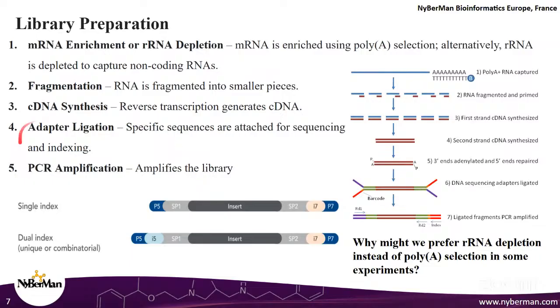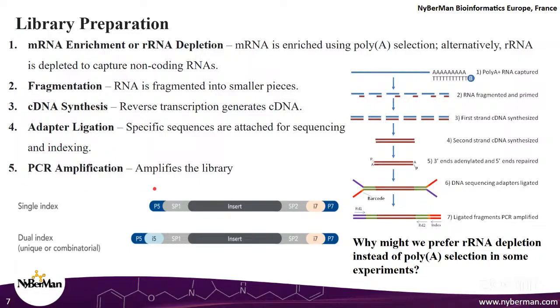And finally, after the adapter ligation is done, we do a PCR amplification, wherein we amplify the fragments and make it up to a concentration which is enough for us to submit to the sequencer, so that the sequencer can actually detect and carry out its job. That is why it is necessary for us to perform a PCR amplification.